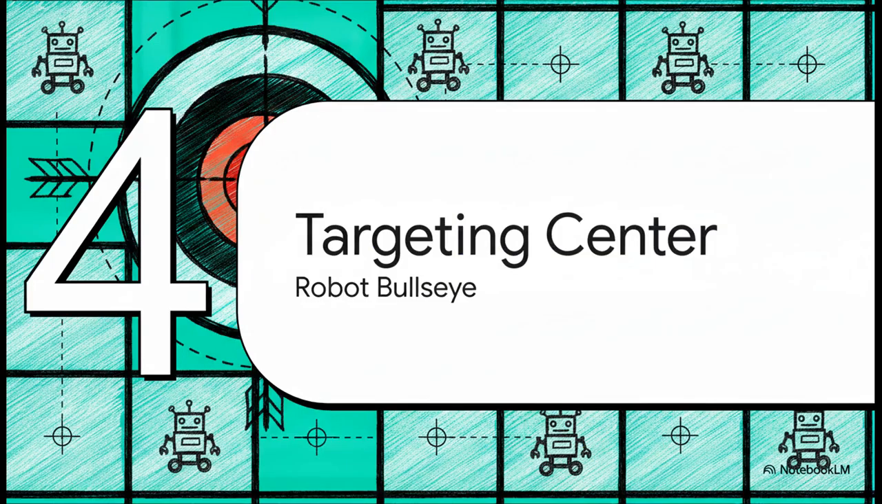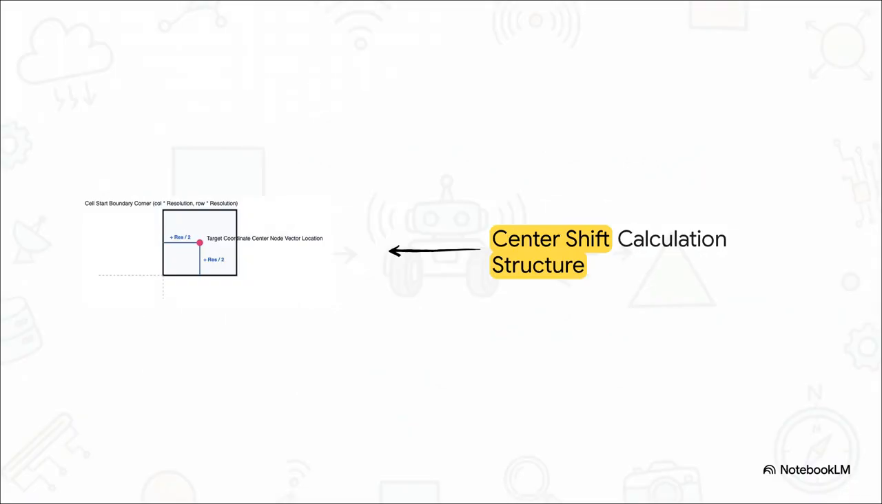Section 4. Targeting the dead center, giving the robot a bullseye. Now, those nested loops gave us the starting corner of a single grid cell, but robots can't easily steer towards sharp matrix corners. They really need an absolute geometric center coordinate to navigate safely. We have to shift our focus from that raw edge directly to the perfectly centered target.